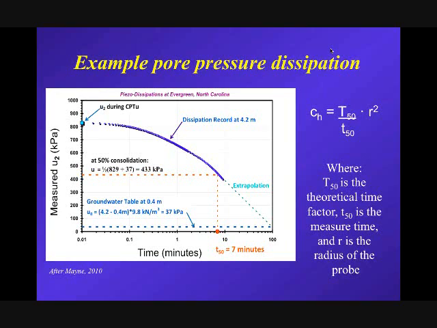Practice has shown that if you stop at about 50% of the dissipation, that T50 can be used to estimate the coefficient of consolidation and the permeability. In this particular example, T50 is about 7 minutes. There's a theoretical solution that links the theoretical time with the measured time to calculate the coefficient of consolidation. Notice it's the coefficient of consolidation in the horizontal direction, because primarily the dissipation is occurring in the horizontal direction around the cone. This example is in a soft clay where you get large excess pore pressures and they dissipate down towards equilibrium.